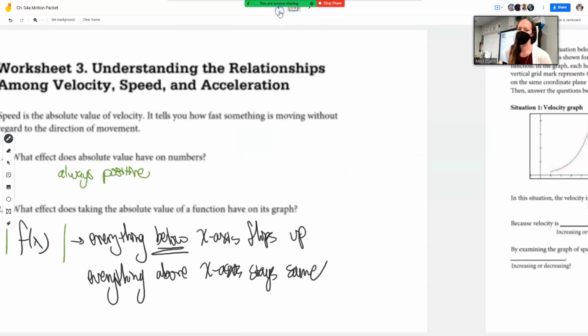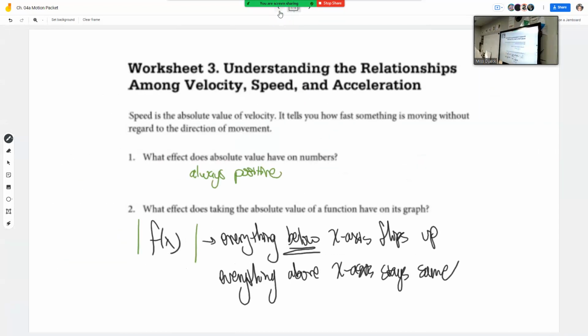It's just absolute value. Sorry, guys. Just absolute value. Always positive. I'll put my packet in a different order for next year. Worksheet 4 comes before 3.